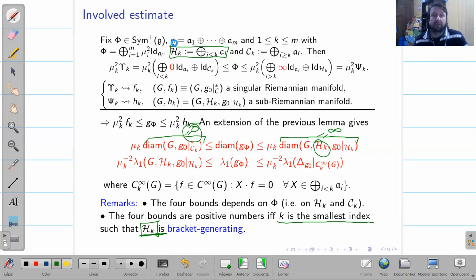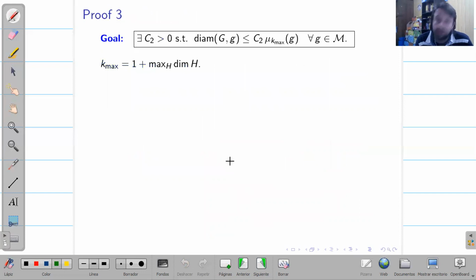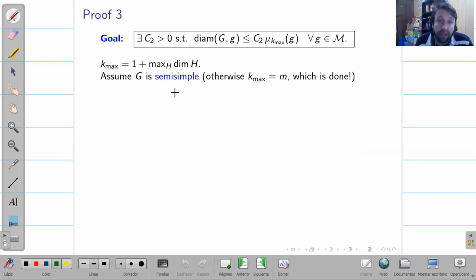Okay, let's now see the consequence of this. We want to prove this now, right? So we want to really bound Kmax. This is the statement that we want to prove, and we assume semi-simple, because if G is not semi-simple, Kmax is m. It's very easy to see that there are one-dimensional closest approaches. So it implies that Kmax is m, and this is done because of the simple estimate. So let's assume without loss of generality that G is semi-simple.